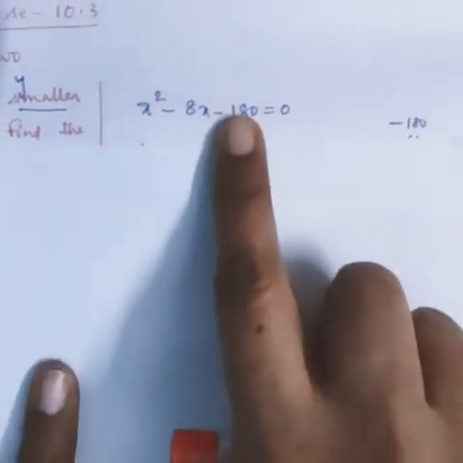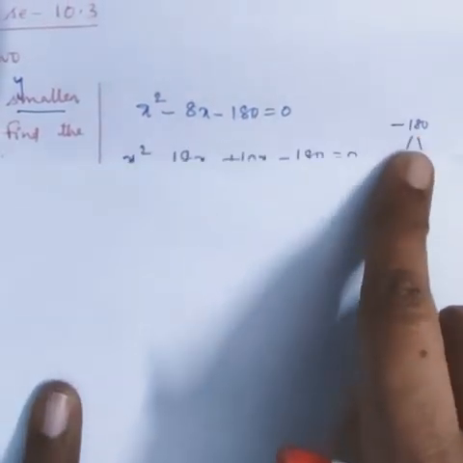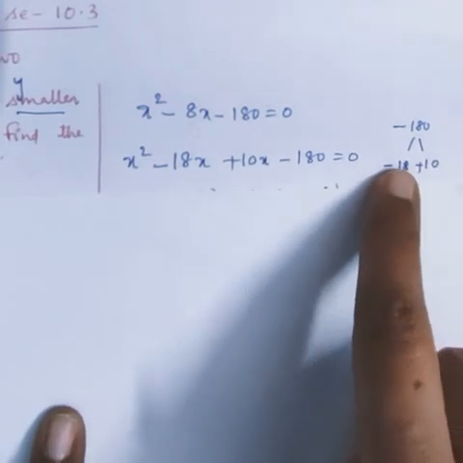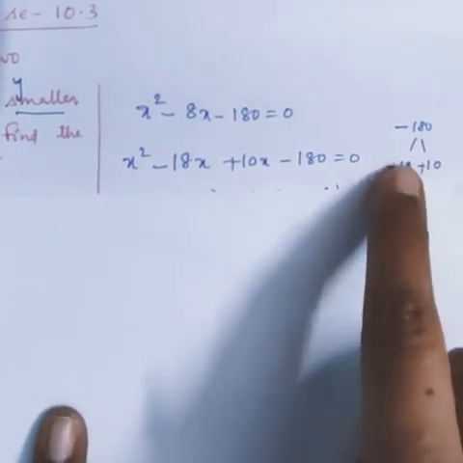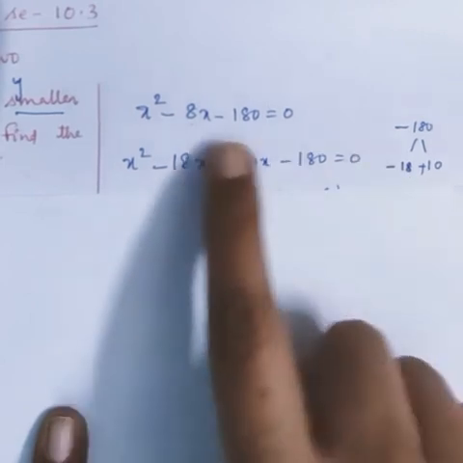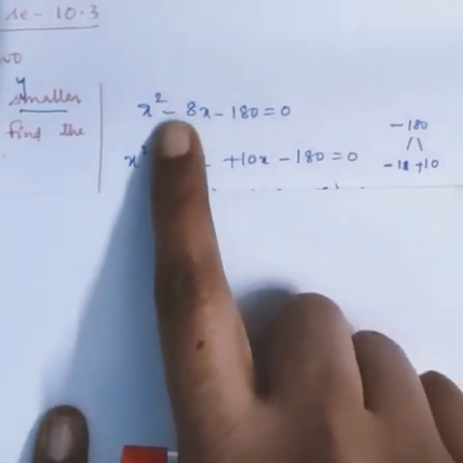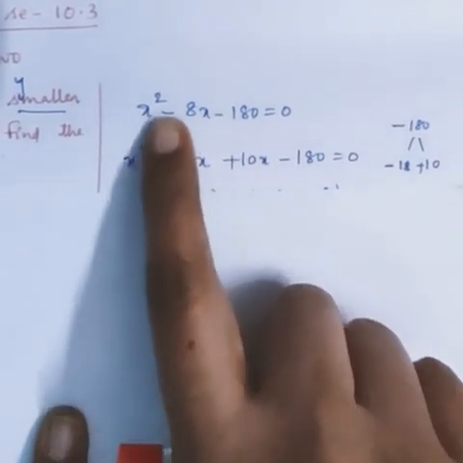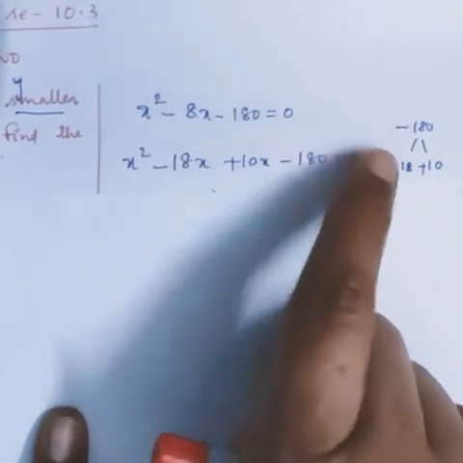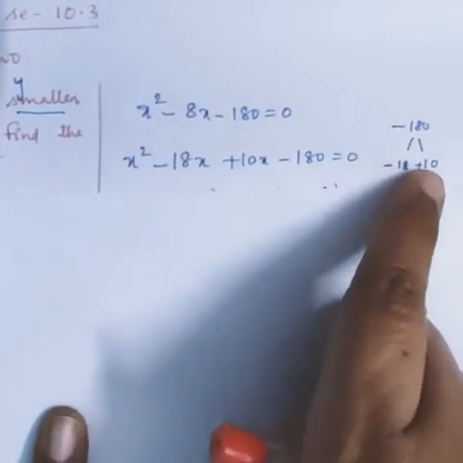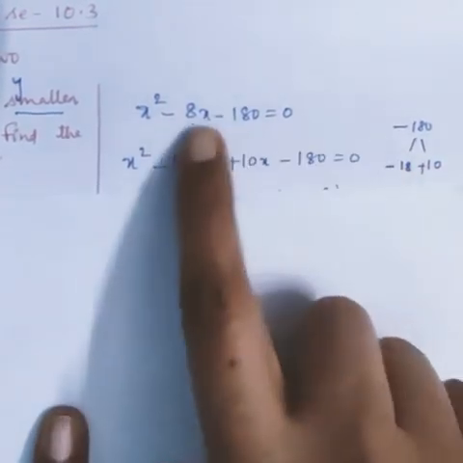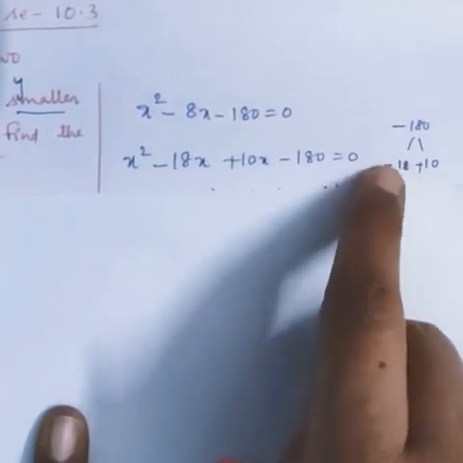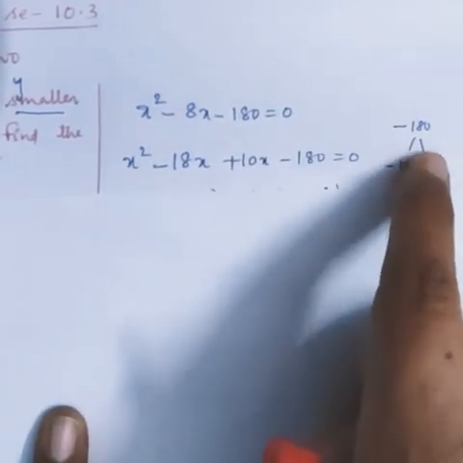So for minus 180 you have to find the factors. Minus 180, the suitable factors are 18 and 10. Because 18 should be given a negative sign, since the middle term has a negative sign, you are going to split the middle term as minus 18 and plus 10. When you add these two, you get minus 8x. When you multiply minus into plus, it's minus 18 into 10, which is 180.